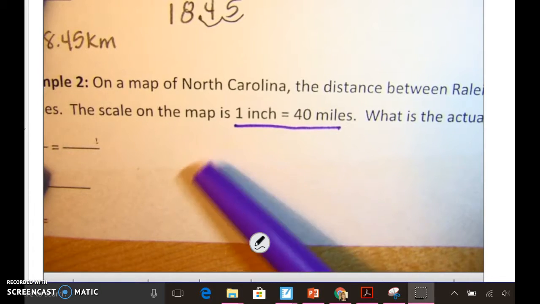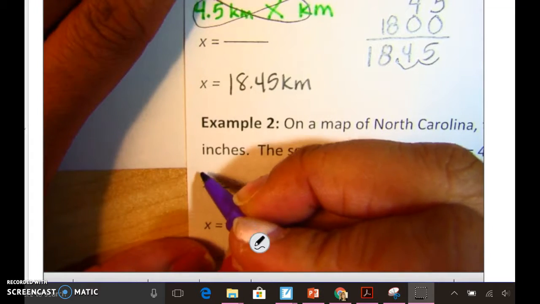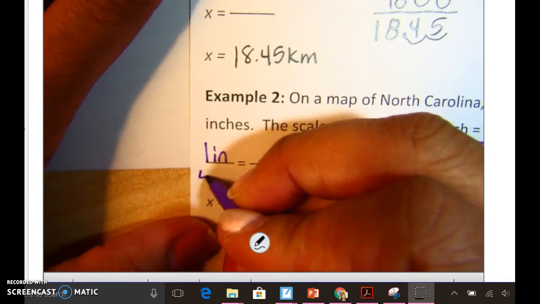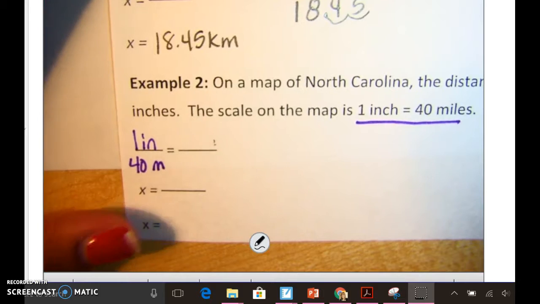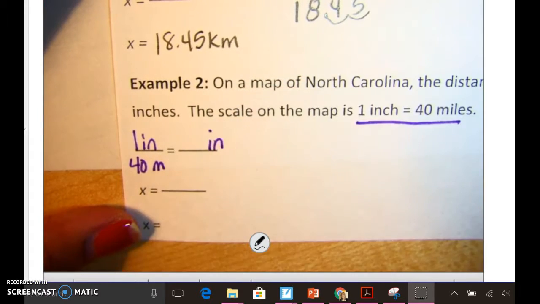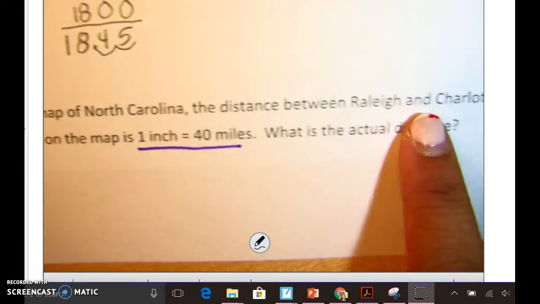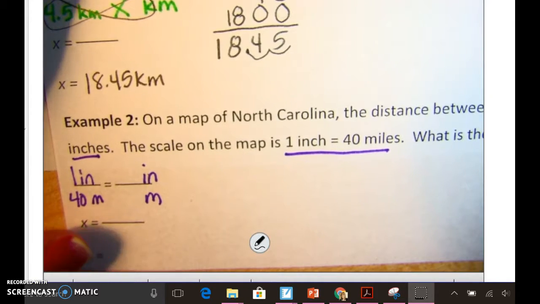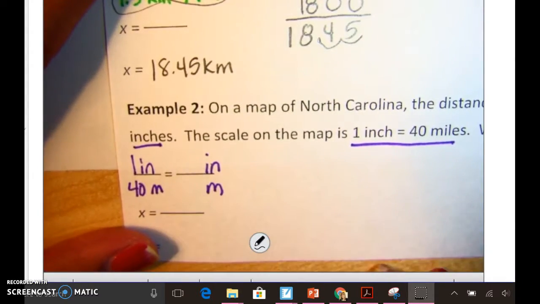You're always going to start with the scale that they give you. So when you set up your ratio, they told you 1 inch equals 40 miles. Now you need to look at the information that they gave you. Did they give you inches on the map, or miles in real life? The distance between Raleigh and Charlotte is 3 1/4 inches. They said on the map and they gave me inches, so I know for a fact it goes up here.